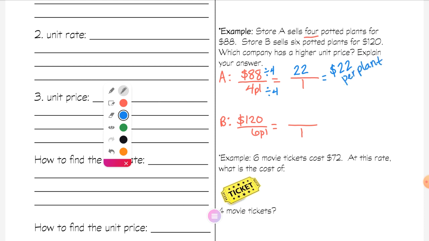Okay, 120. How do I get from 6 to 1? Divide by 6. What's 120 divided by 6? What does that mean? $20 per plant.